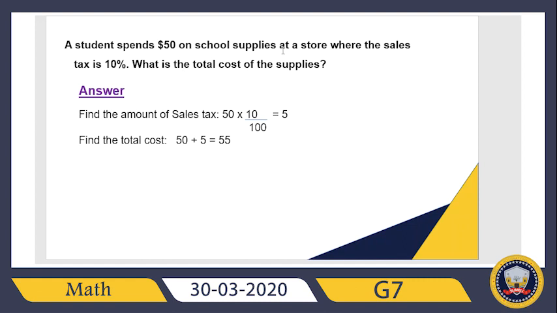Let's explain. Here it says the boy went to buy some stuff from the stationery shop: copy books, pens, pencils, colors. He found out that it costs $50. But over this $50, he has to pay an extra 10% tax. So he will not pay only $50.